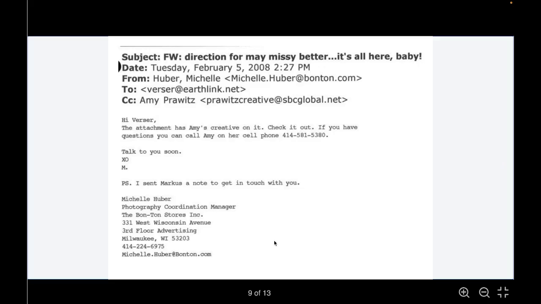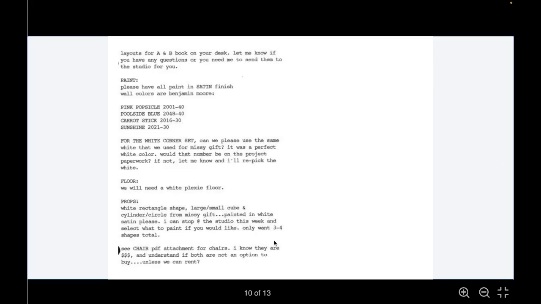So this is the attaches. Amy's creative on this. Check it out if you have any questions. So this is coming from the art director. These are the paint colors that they wanted to use. They wanted a white corner set in this as well. They wanted a floor of white plexi. They wanted props of rectangles.